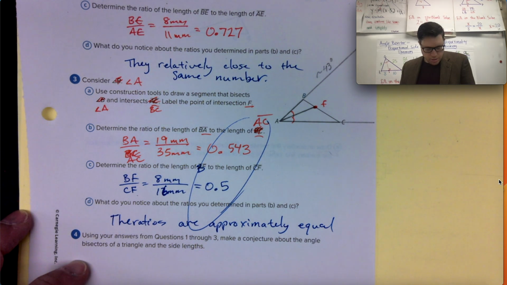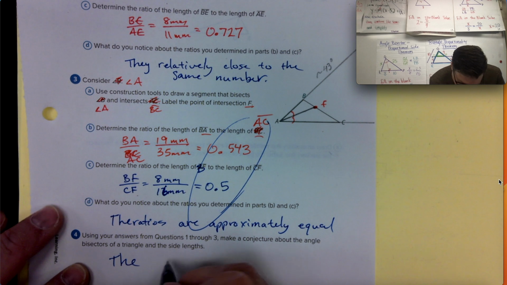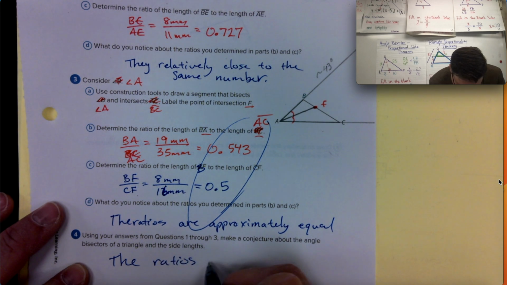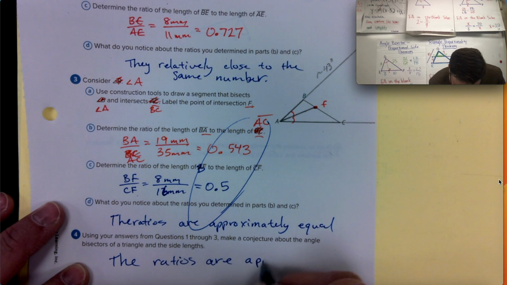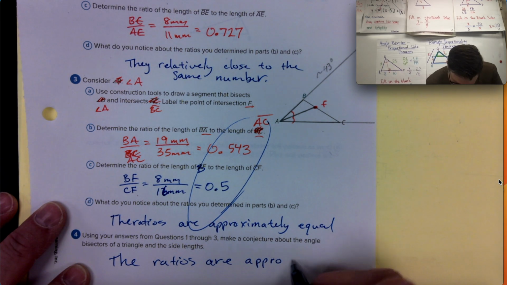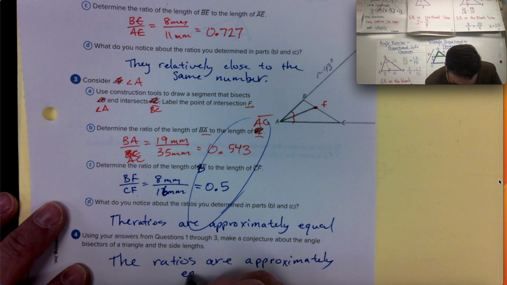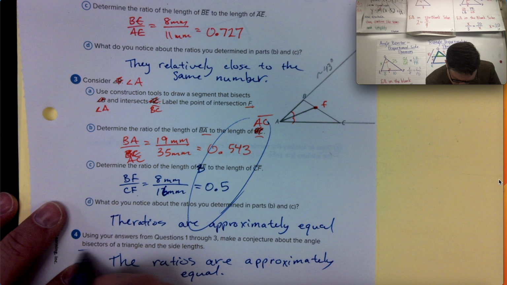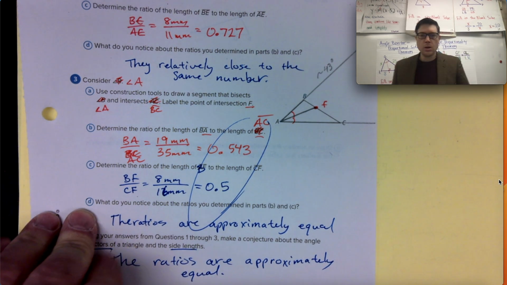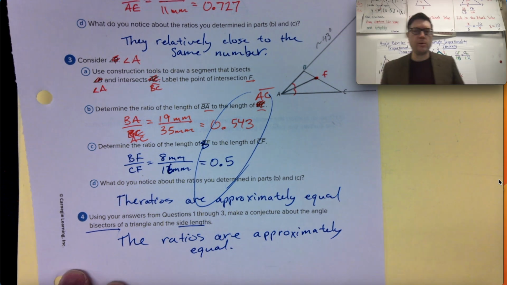Make a conjecture about the angle bisectors of a triangle and its side lengths. The ratios are approximately equal. I'm leaving it that way.